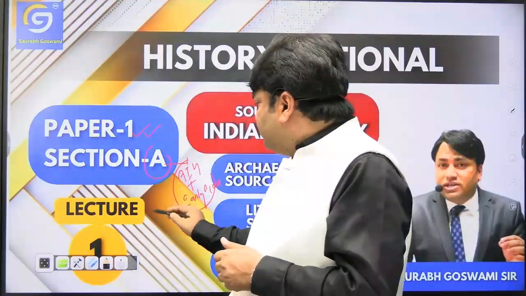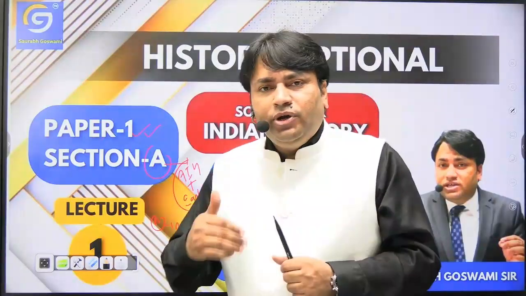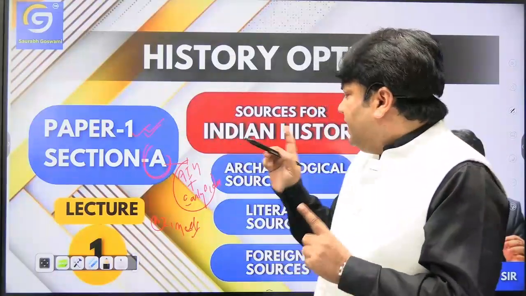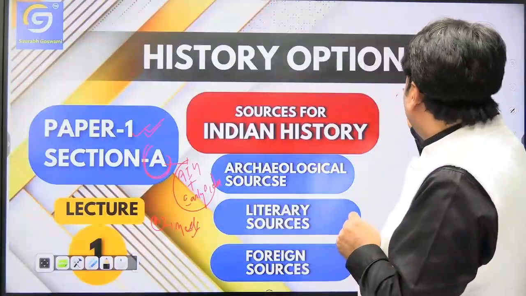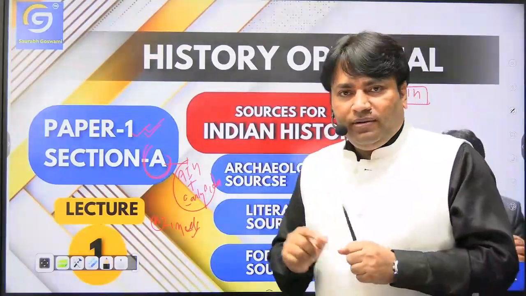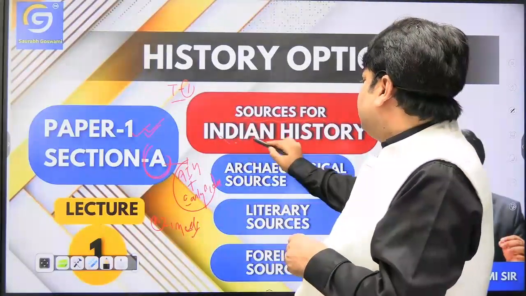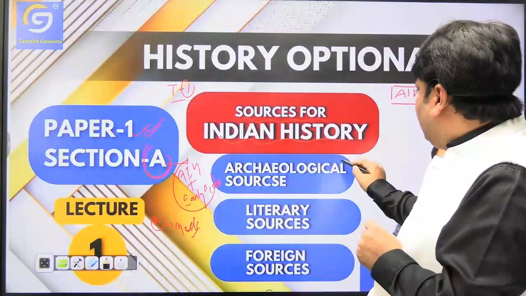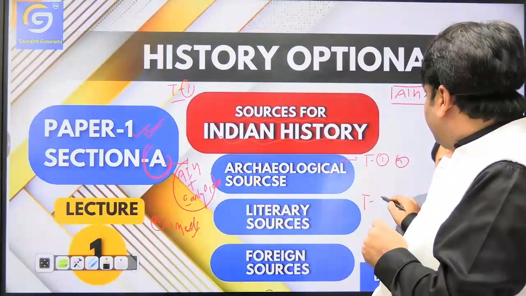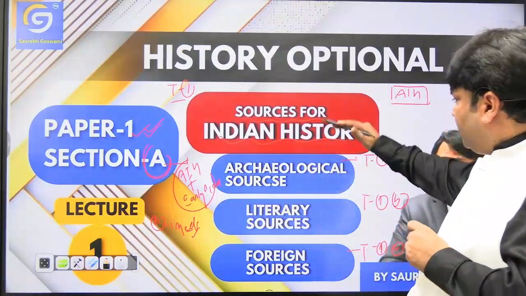Then there will be section B, and that will be medieval Indian history. We are going to start our lecture from paper 1 section A, where we will discuss ancient Indian history, and this is topic 1: sources for Indian history. Archaeological sources is a subtopic within topic 1, and foreign sources is also a subtopic within topic 1.